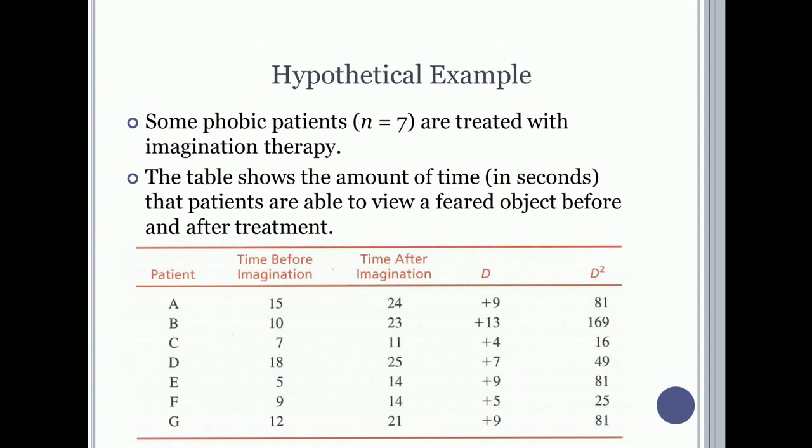And the D scores represent the difference, and they're all positive, so that means that there might be something to imagination therapy. It appears to consistently have a gain in seconds in terms of how long a person is able to stand their feared object. Okay. So next we have the D squared. If you square that value, that'll come into play later when we do our computations for the dependent samples t.